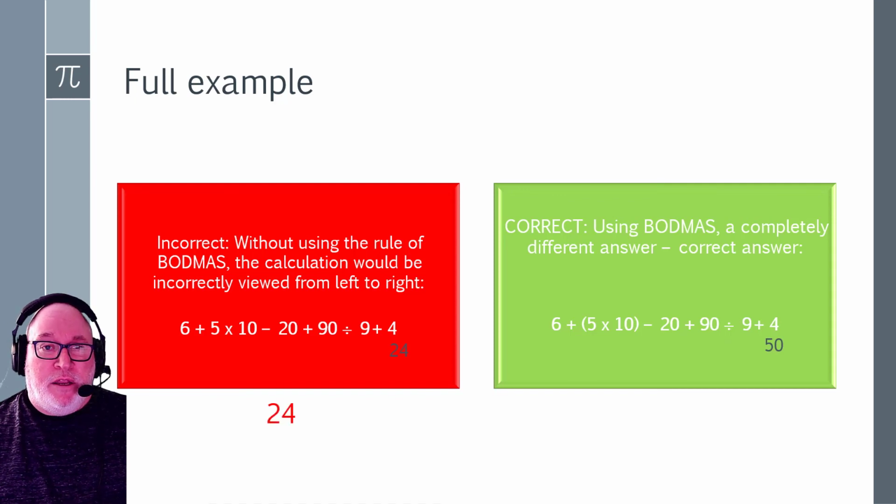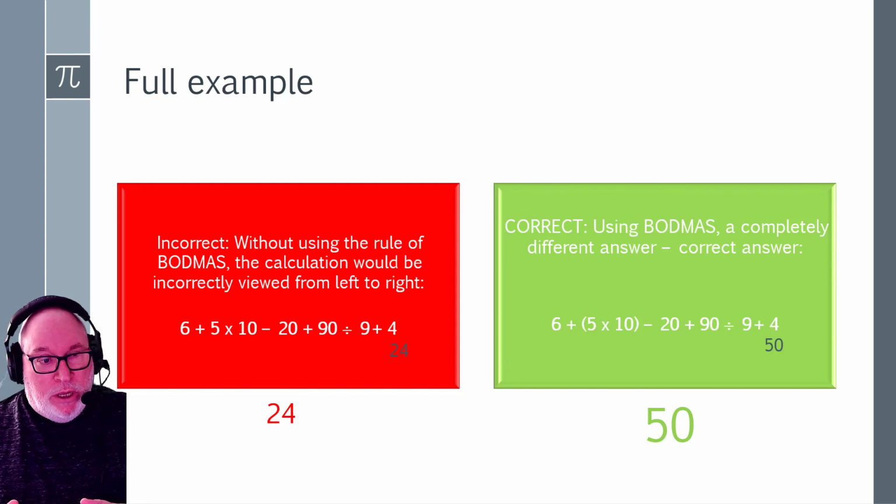So incorrectly, not using BODMAS, where there are no priorities and we just work from left to right, the answer is 24. If we do it correctly using BODMAS, where we've got the brackets there, then the answer is 50. Now you can see the reason for actually using BODMAS and bringing in priorities.